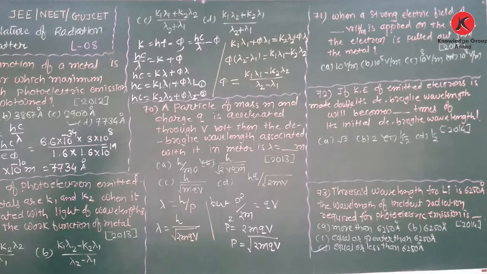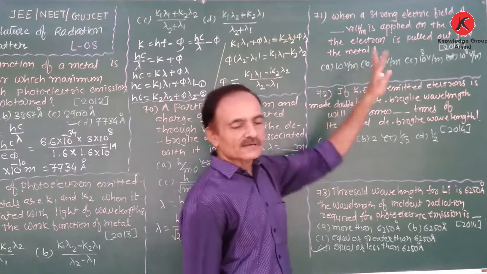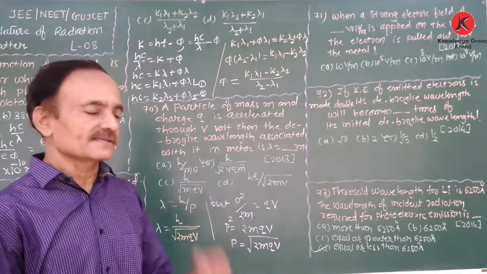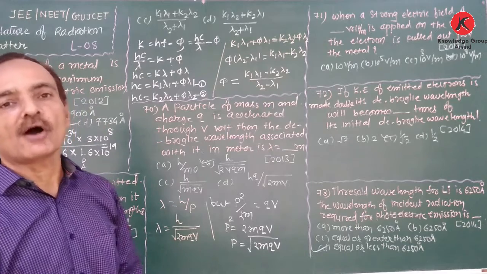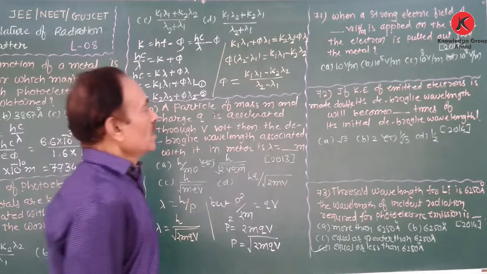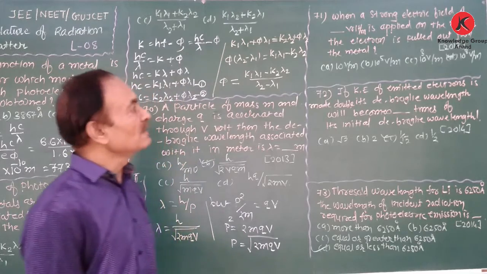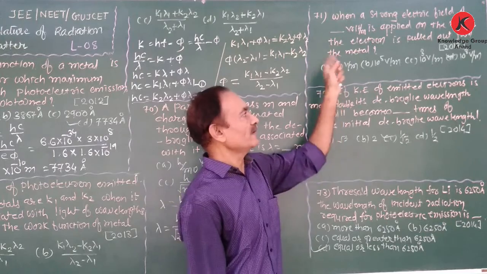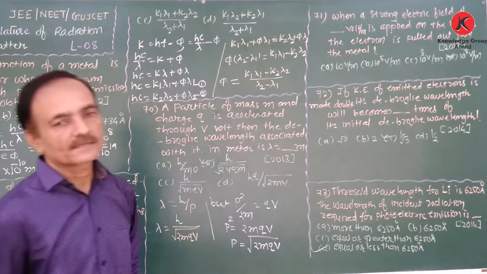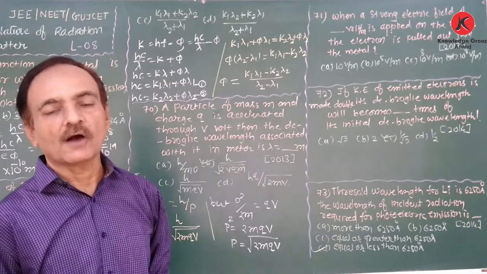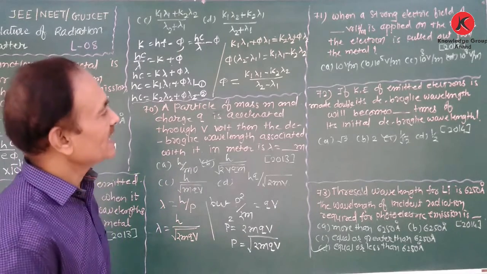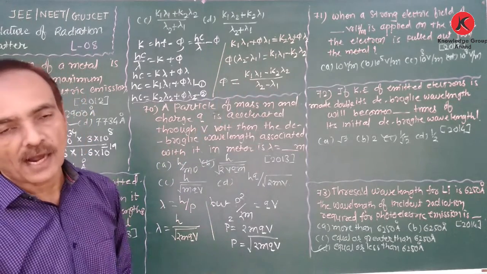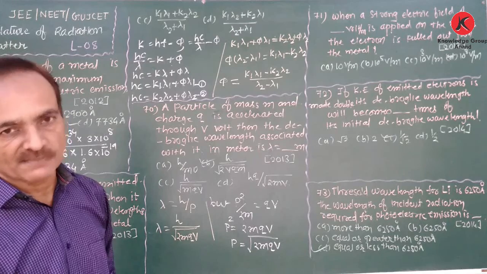Okay. Now next. That is asked in 2013. That is based on theory. Already we discussed, when we discussed the different types of emission of electrons, that when a strong electric field of the order of 10^8 volt per meter is applied on the metal, the electrons are pulled out from the metal. That is the field emission of electrons. If a high electric field is applied in a given region, the electrons are pulled out from this material or this metal.